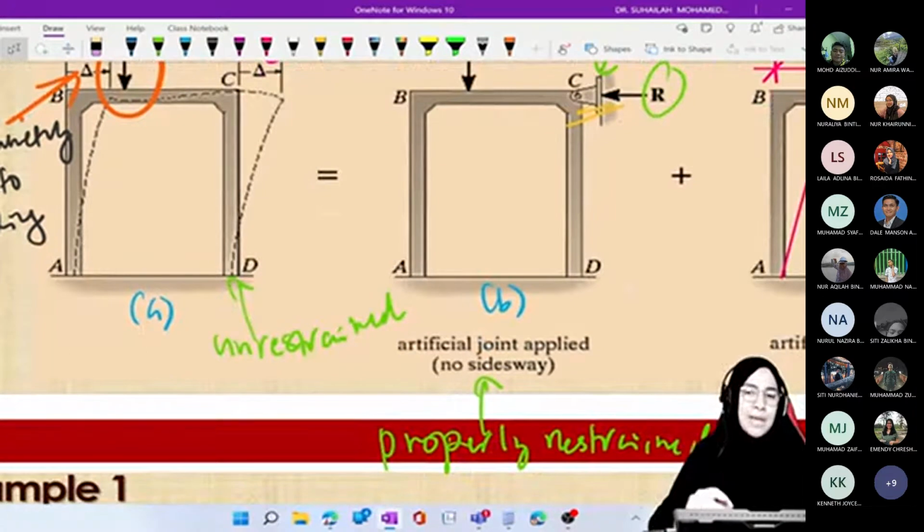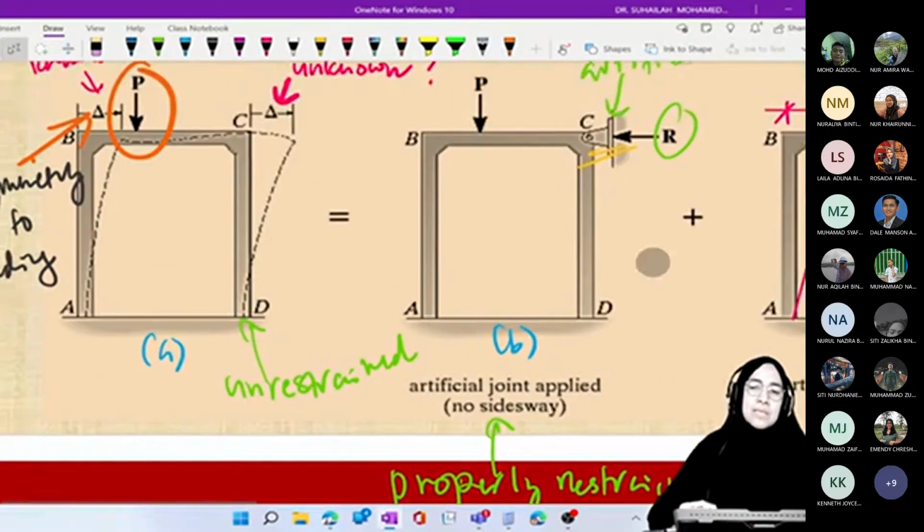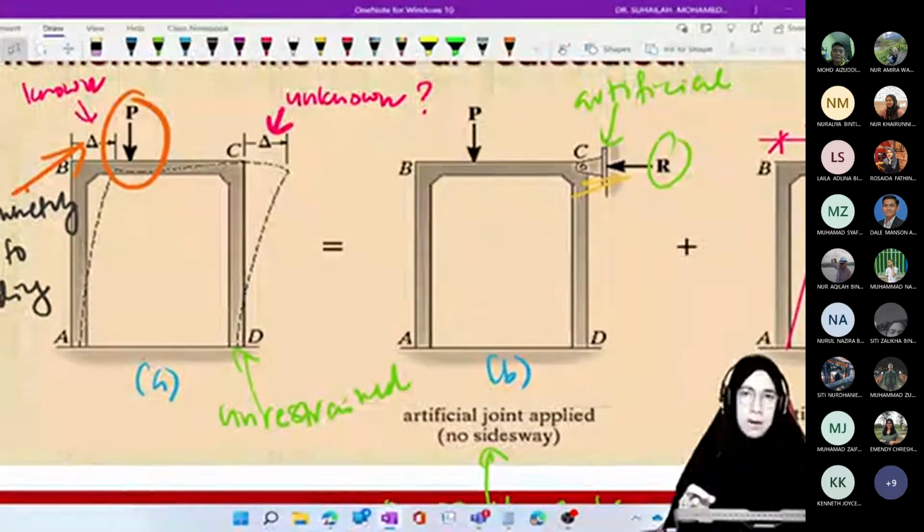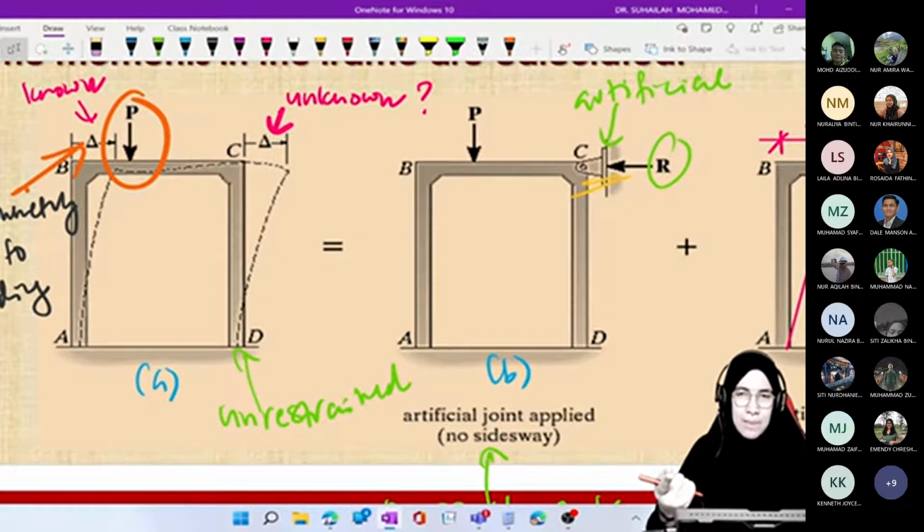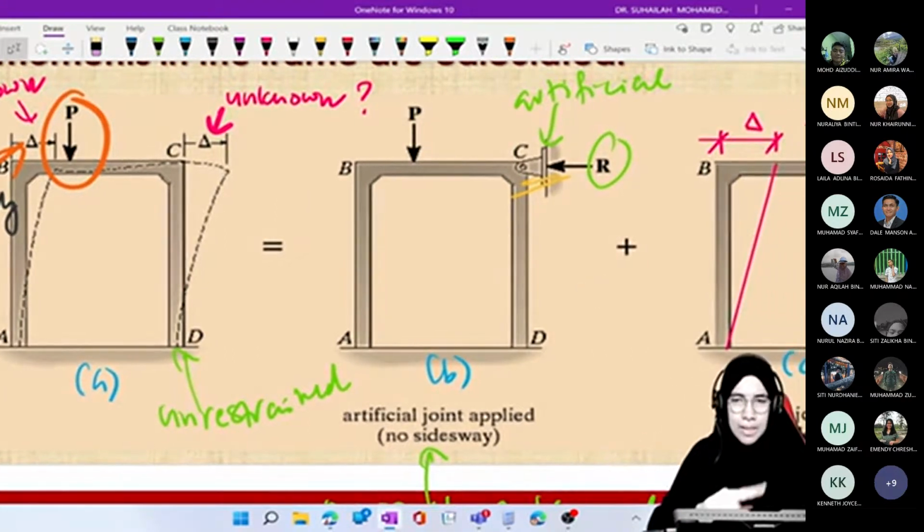This B frame is now a properly restrained frame. When this is properly restrained, it means there is no delta in this frame. It is like the previous example, except that the previous one had another horizontal member CE. Here we just put the artificial support, and with that support, it gives us the restraining force. So this is number 1.